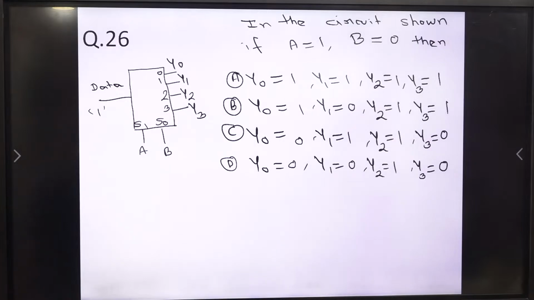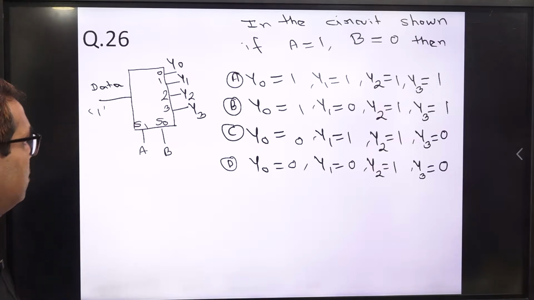Now just see this circuit and tell me the answer. Okay. By looking at this circuit, what will be the right answer here? Which answer you are going to take in exam if you get this question, suppose? Okay, very good. So SSJ has written the right answer D.